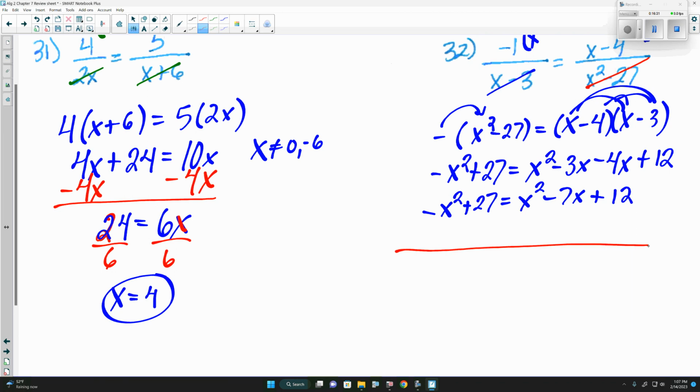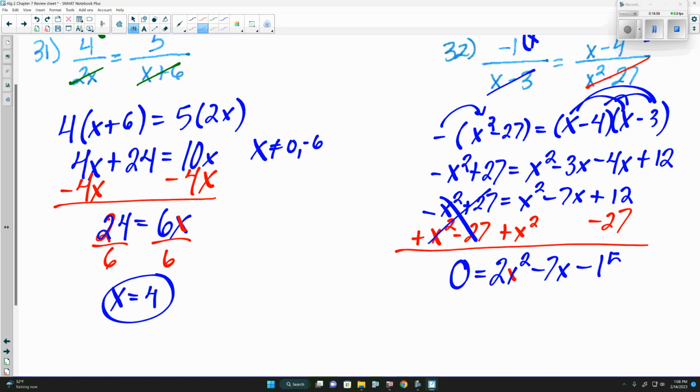Now that we have all the like terms combined, we need to get it equal to 0. One of the things we can do is add x squared to both sides. We could also subtract 27, because that will make the left side of the equation simplify to 0. x squared plus x squared is 2x squared minus 7x minus 15.